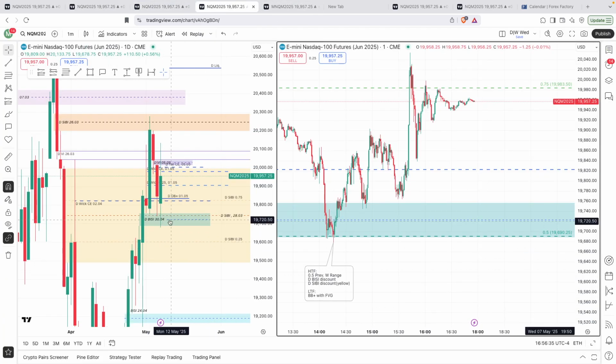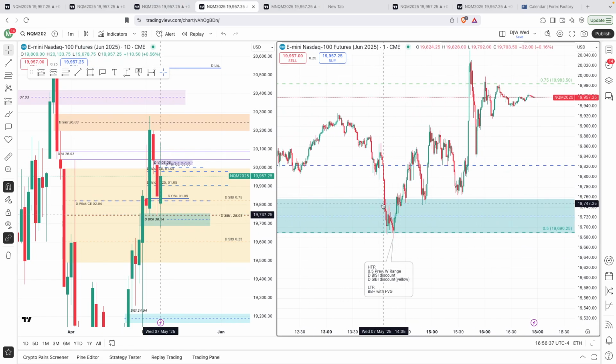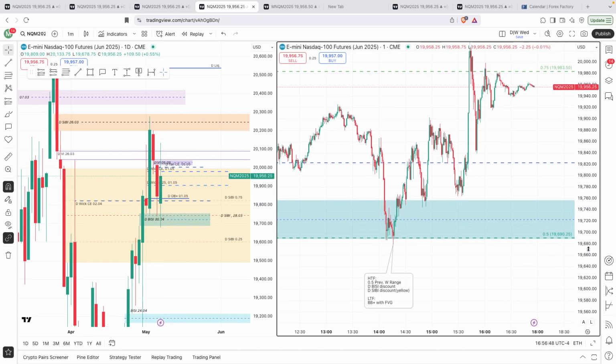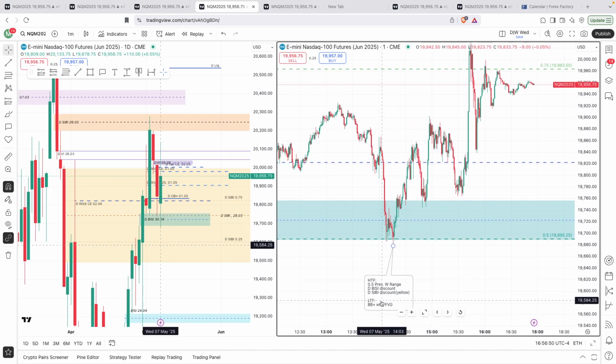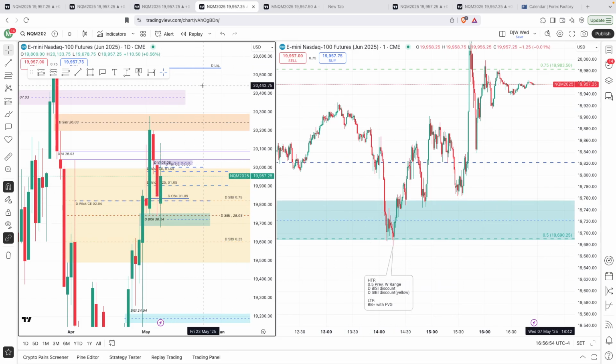and on the daily we have this daily BC, and price comes here, and we see how price respects this daily BC. It takes the sell side, and then it makes this bullish breaker, and the bullish breaker also has a fair value gap.